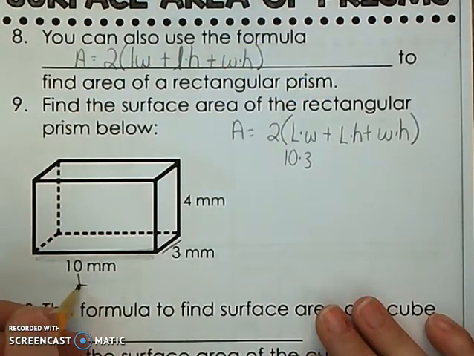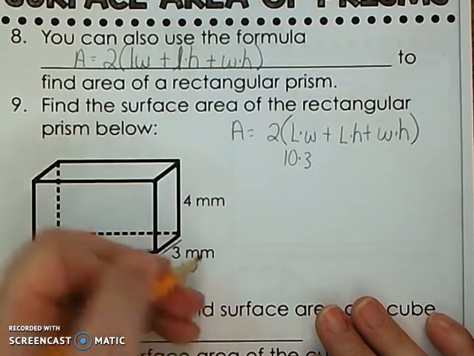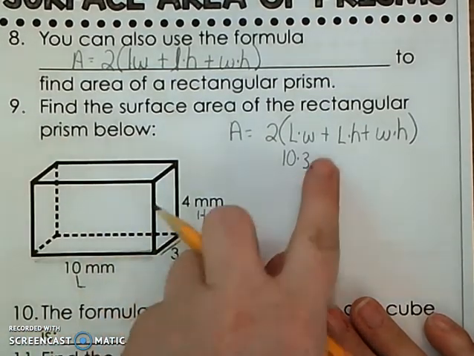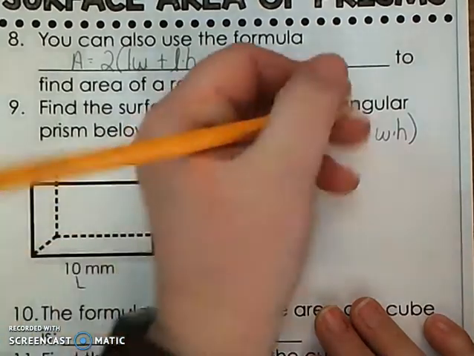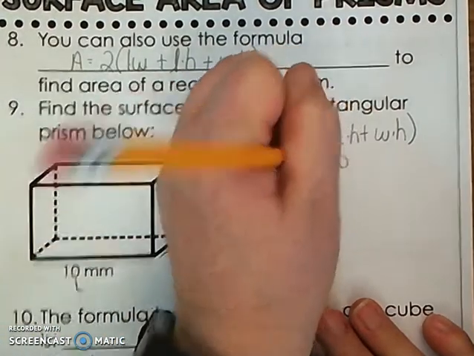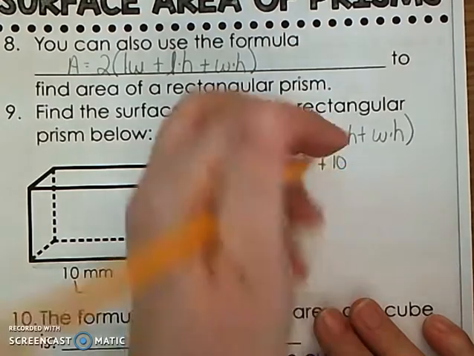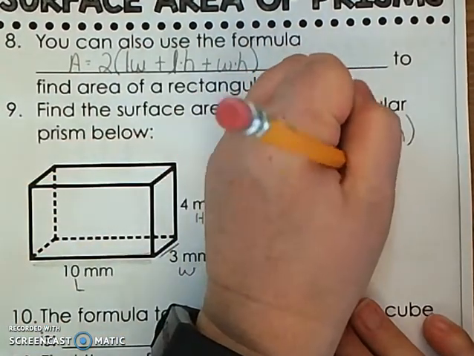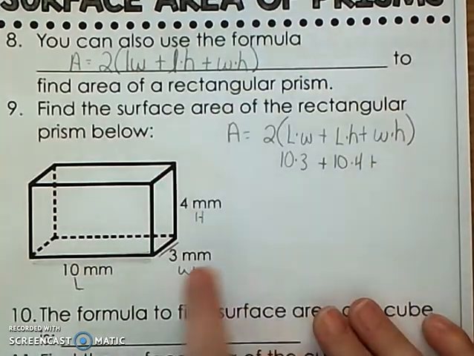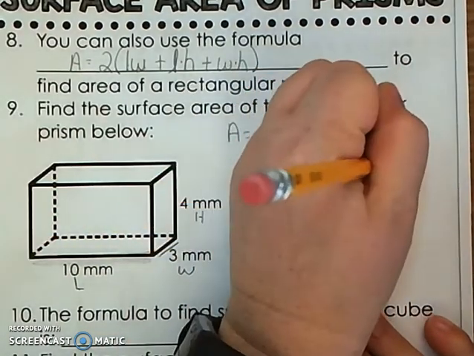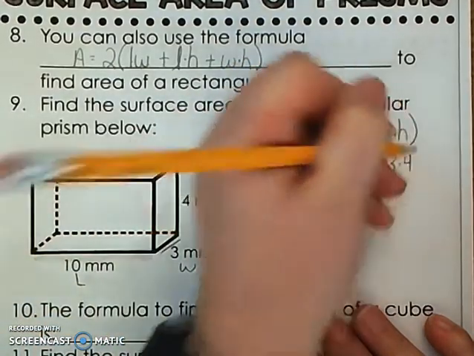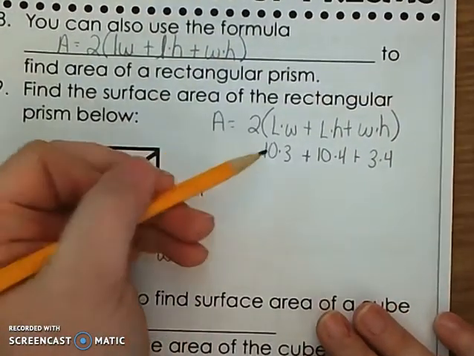So we'll make this L. This is our length. This is our width. And this is our height. Okay, our length, again, is 10. Fill in our plus sign here. Our height is 4. Plus our width is 3. And our height is 4. So let's simplify all this.